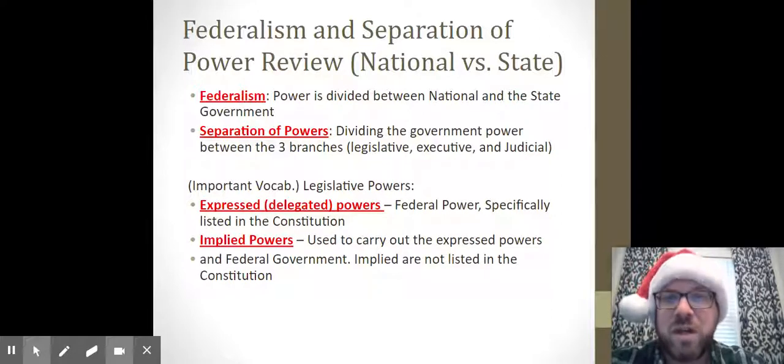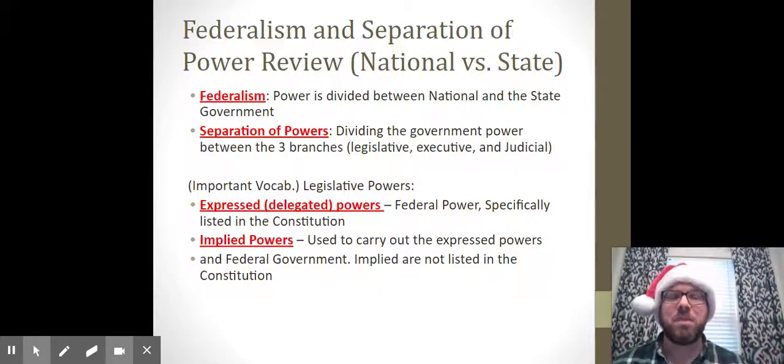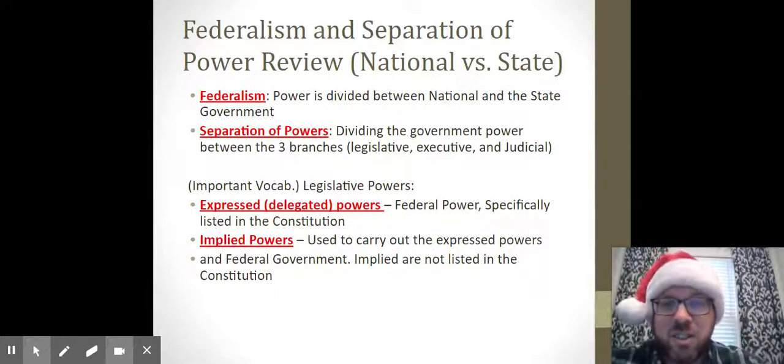The other review definition that's really important is separation of powers, because we have separation of powers at the state government and the federal government level. Separation of powers is dividing government power between three different branches: legislative, executive, and judicial.